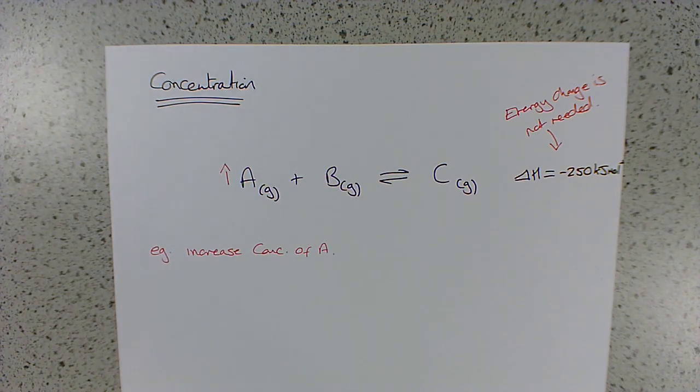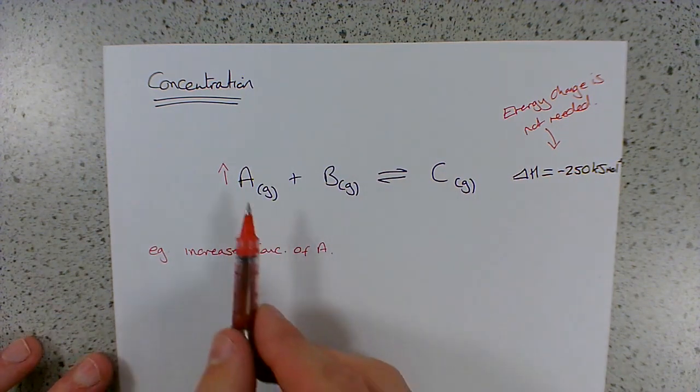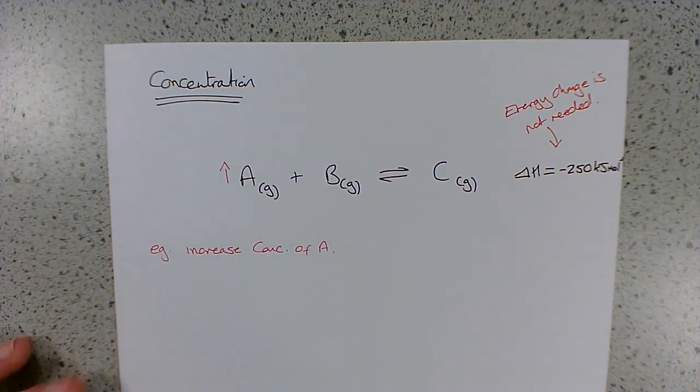Which one of those options would reduce the amount of A? It would be the forwards reaction. The forwards reaction uses up A as a reactant. If you use it up, its concentration would decrease, which would be the opposite of what I did.